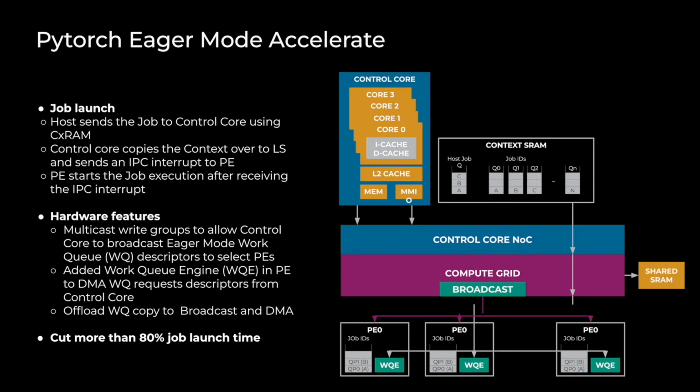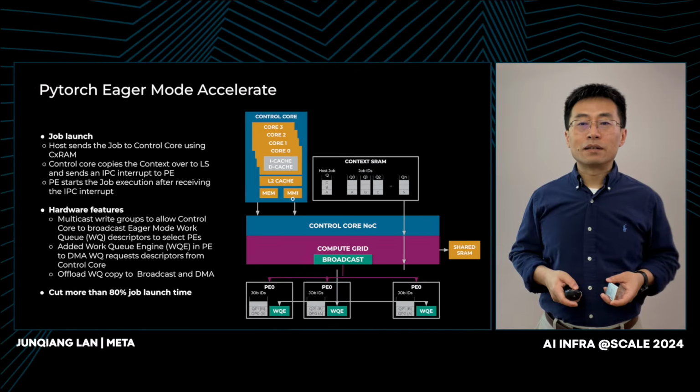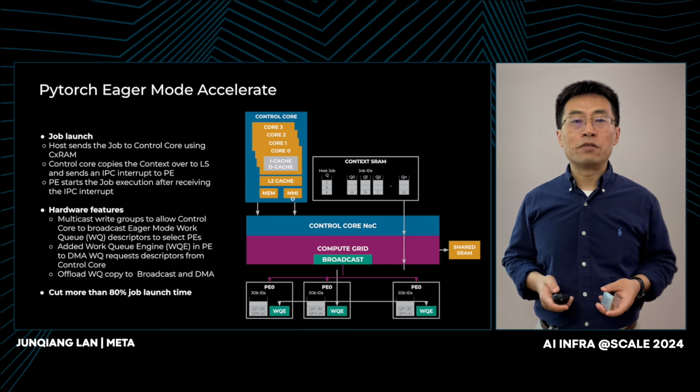PyTorch eager mode requires immediate execution. The direct way for the host to launch a job is to do a command copy and interrupt the PE through IPC. The PE's CPU then reads the job descriptor. The interaction between CPUs brought long latency. In this generation, special hardware blocks are added to broadcast the work queue to the PEs. The PE then uses DMA to read the descriptor so that the CPU is offloaded. This brought the whole job launch time to only 20% of the previous generation.